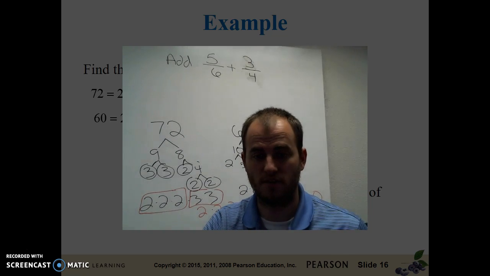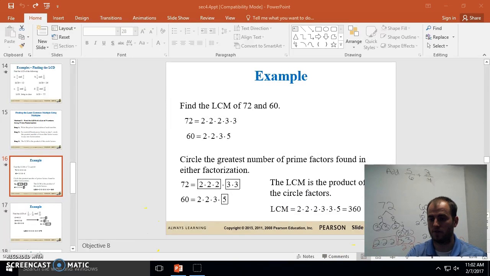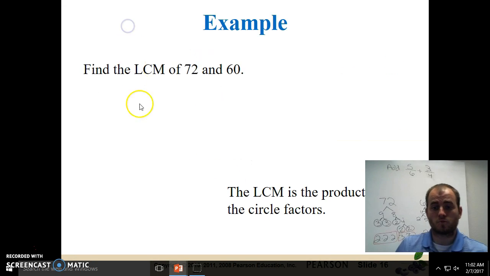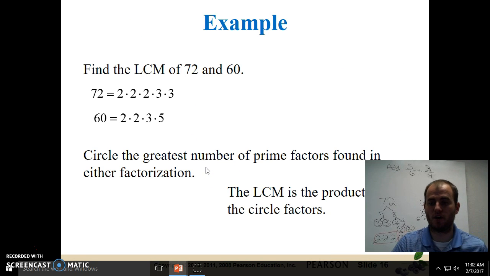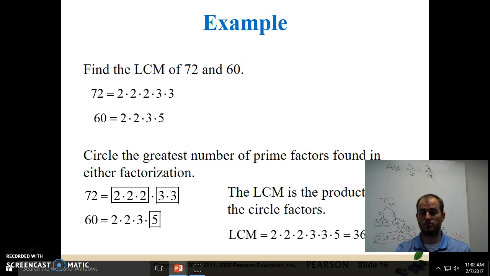Okay, so let's look at the example shown here on the one we were just doing. Oops, sorry about that. Okay, so again, here's how they explain it. 72 and 60. 72 has 3 2's. 60 only has 2 2's, so use the most, the greatest number of prime factors. 72 has 2 3's. 60 only has 1 3, so we use the 2 3's. 60 has 5. 72 doesn't have any, so we use 5. So you do 2 times 2 times 2 times 3 times 3 times 5, and you get 360.